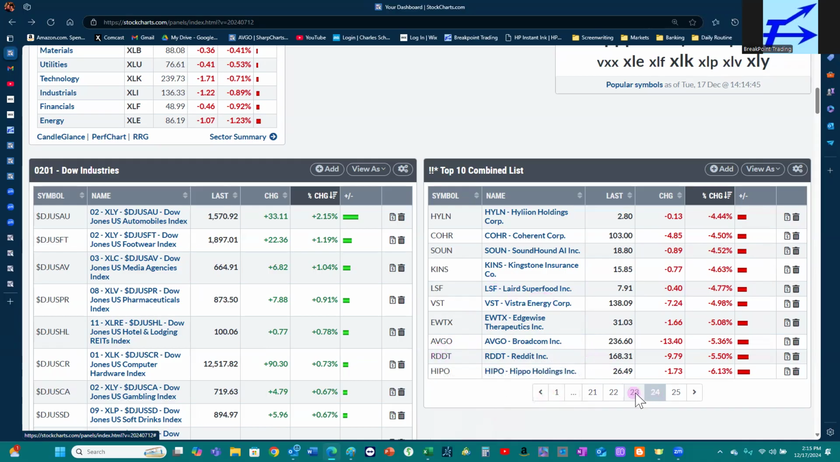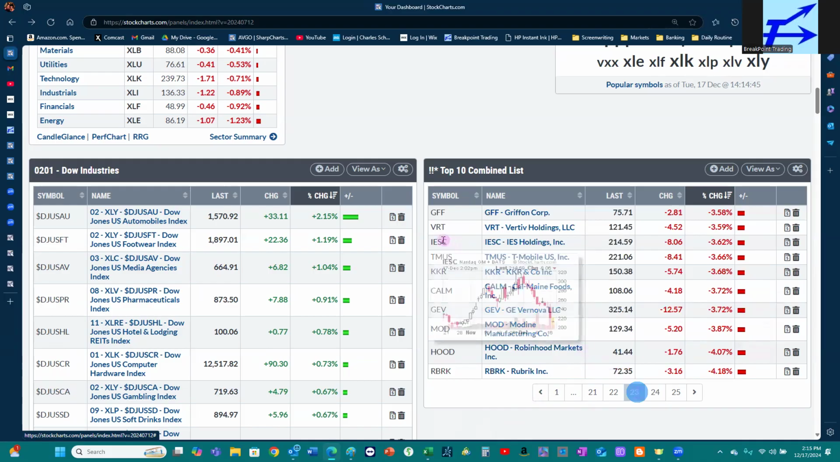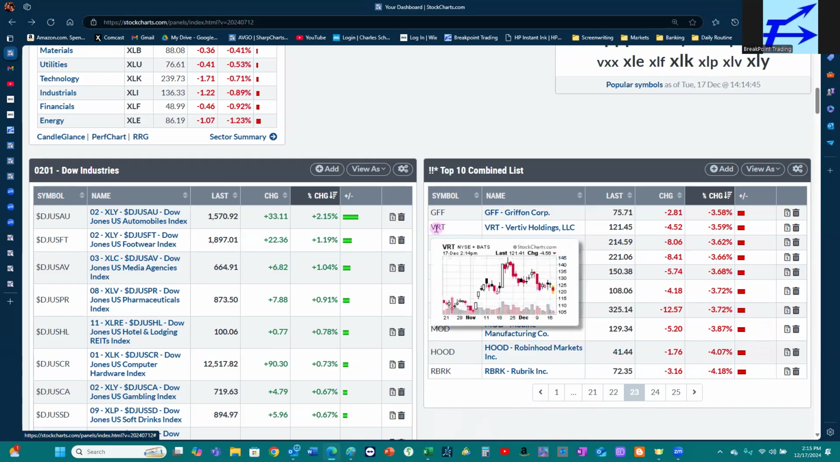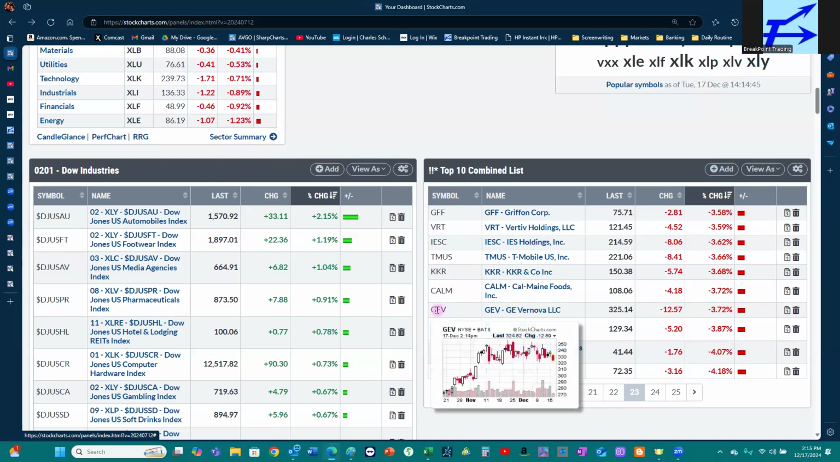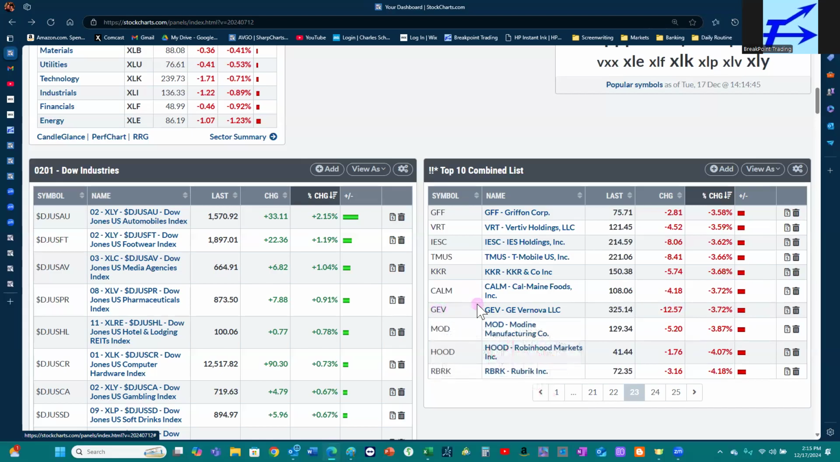Actually, right down here on the bottom, 24, 25, we'll go one more back. IESC, we've talked about before, continuing down. VRT, that's continuing to go down. But here's GE Vernova going sideways. Overall, Robinhood still hanging up there.